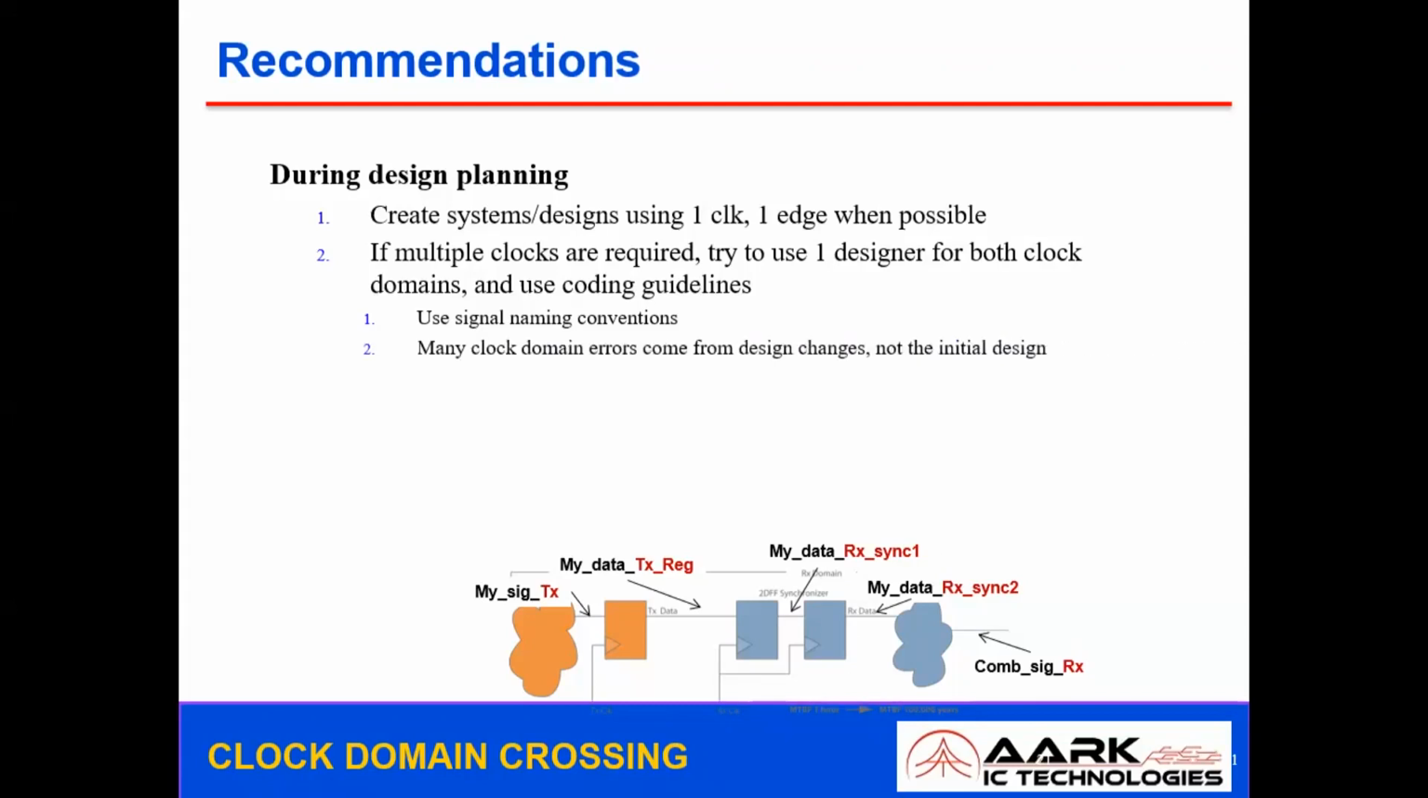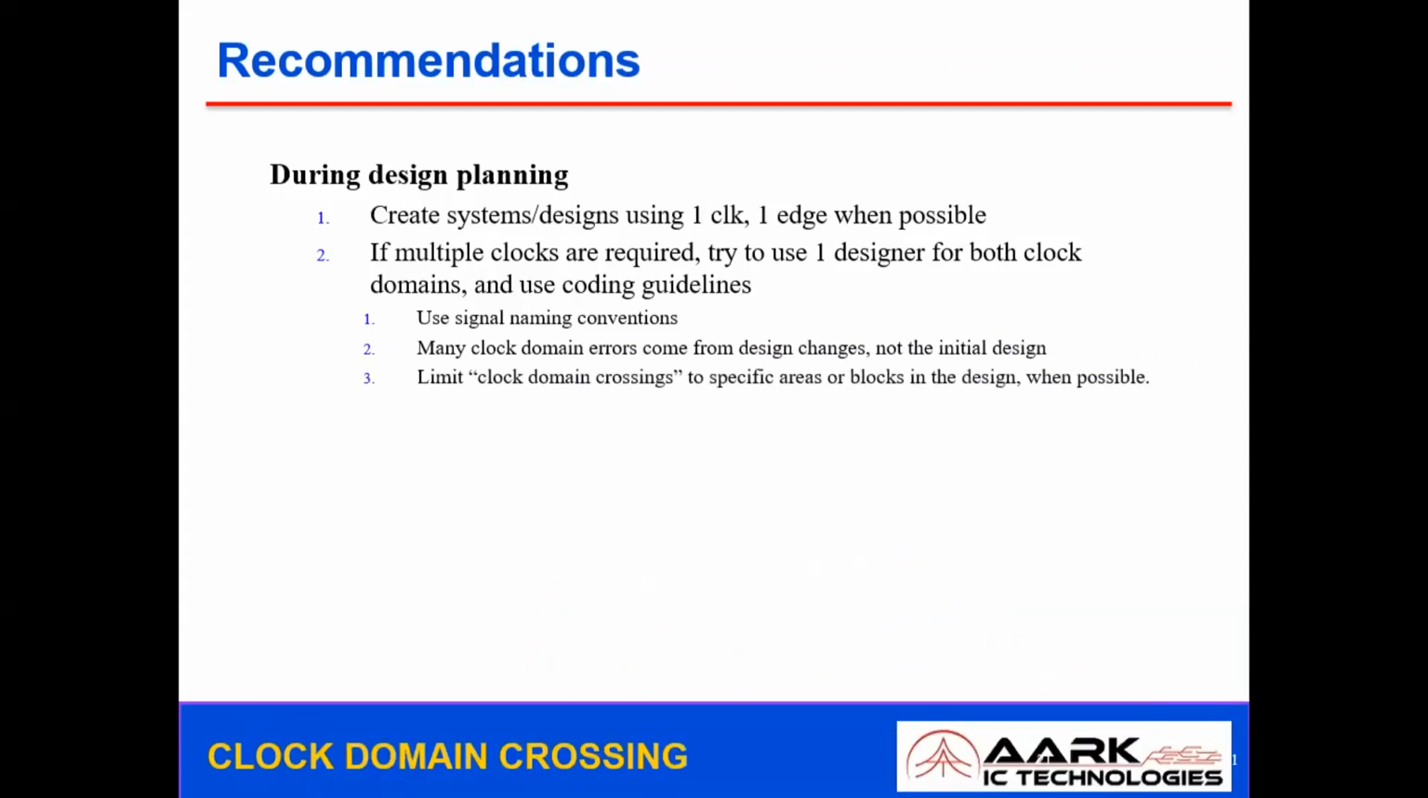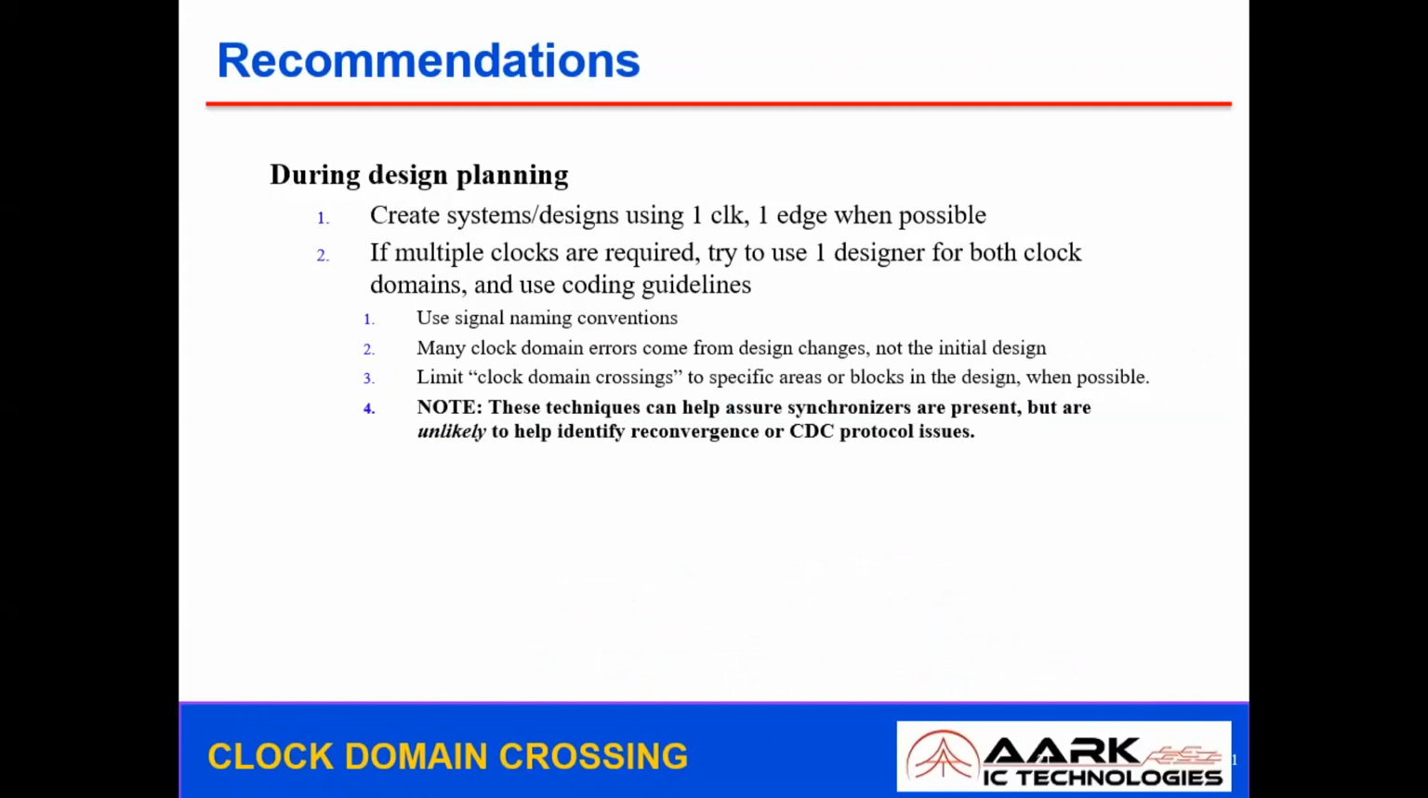Okay. So many clock domain errors come from design changes, but these are not at the initial stages of the design. So limit clock domain crossings to specific areas or blocks in the design, if possible. These techniques can help assure synchronizers are present, but are unlikely to help identify reconvergence or CDC protocol issues. We have discussed this already. It might prolong the mean time between failures, but the reconvergence or CDC protocol issues might further rise. When a multi-clock design is required, plan for proper verification.